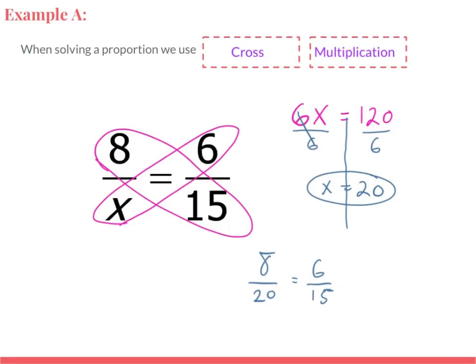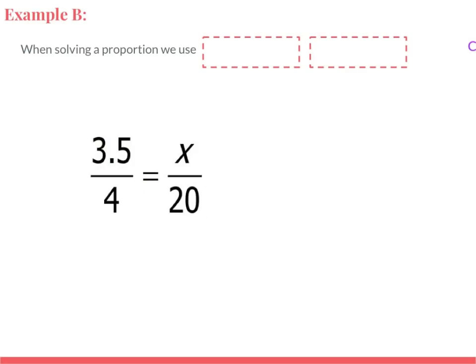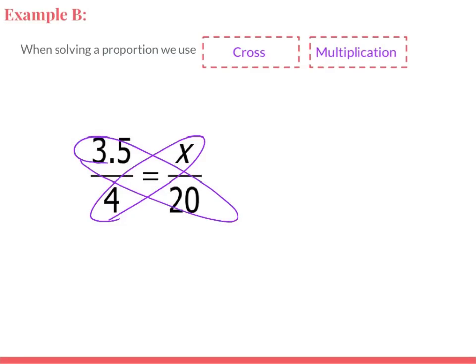Now let's take a look at example B. Here we are at example B, and it says we've got a proportion again, but this time I've got 3.5 over 4 is equal to x over 20. When I'm solving proportions, remember that I'm going to use cross multiplication. That's always something I want to use when I'm solving proportions. I'm going to start by cross multiplying 4 times x and 3.5 times 20. So 4 times x is going to give me 4x, and 3.5 times 20 is going to give me 70.